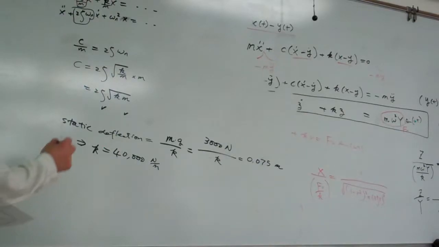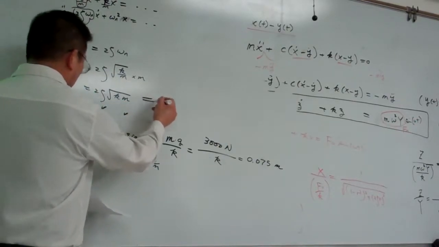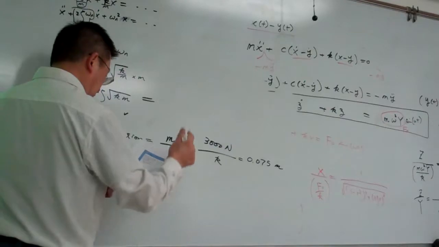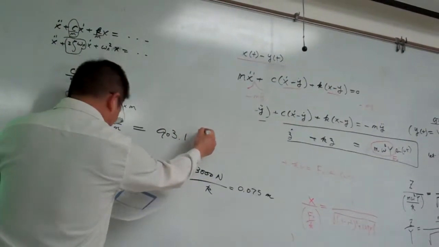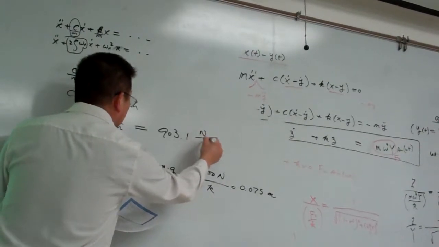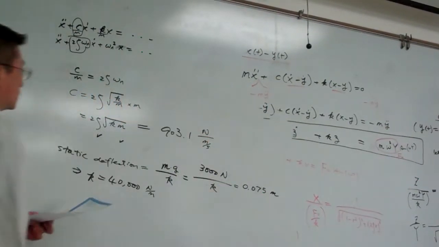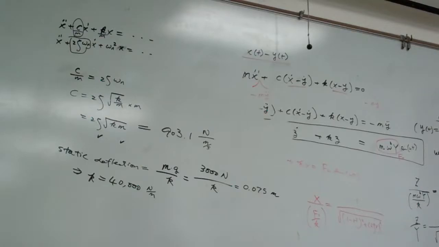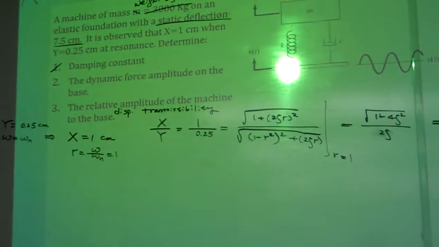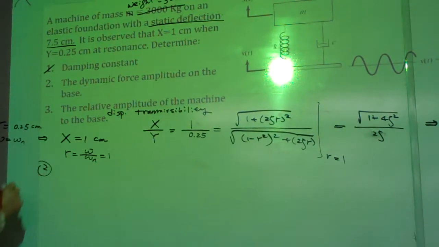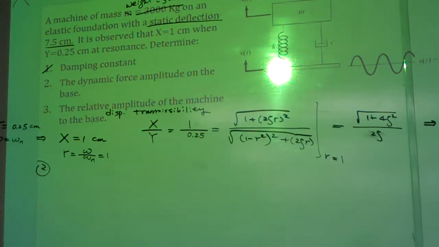So we have everything plugged in. So therefore, we should be able to determine c. And from here, the c is 903.1 newton seconds per meter. So here we answer the first one. Okay, then the second one, how to determine the dynamic force amplitude.